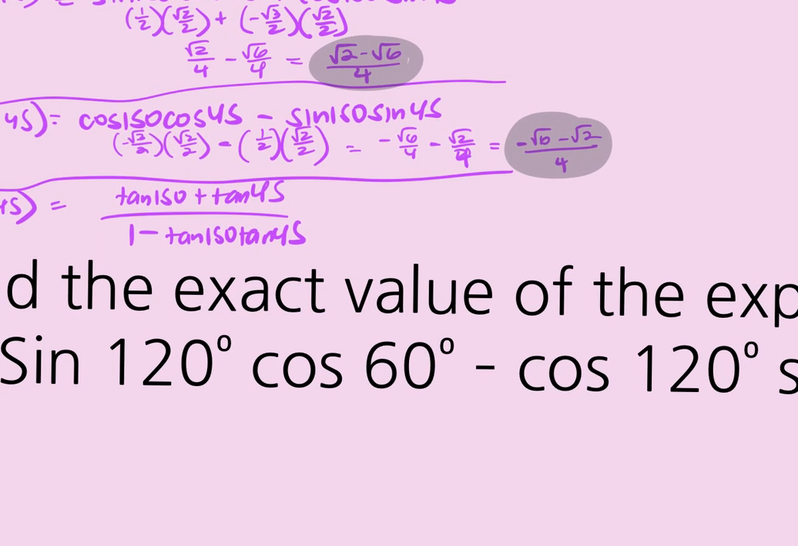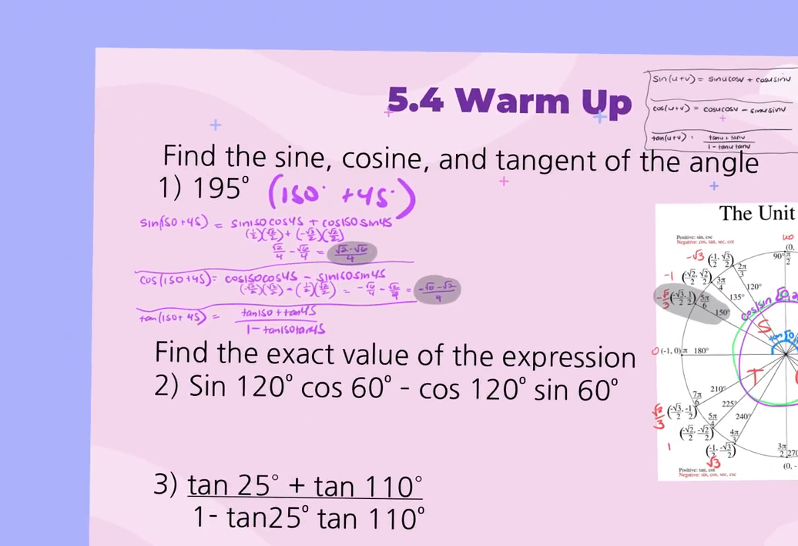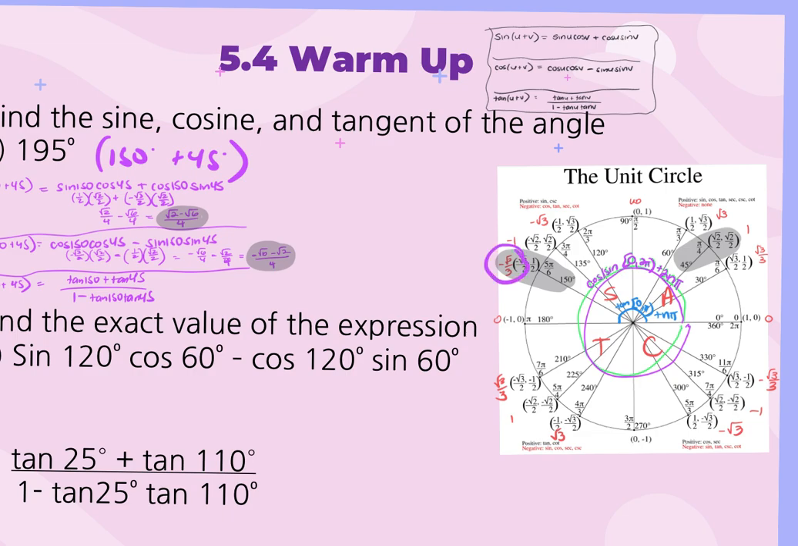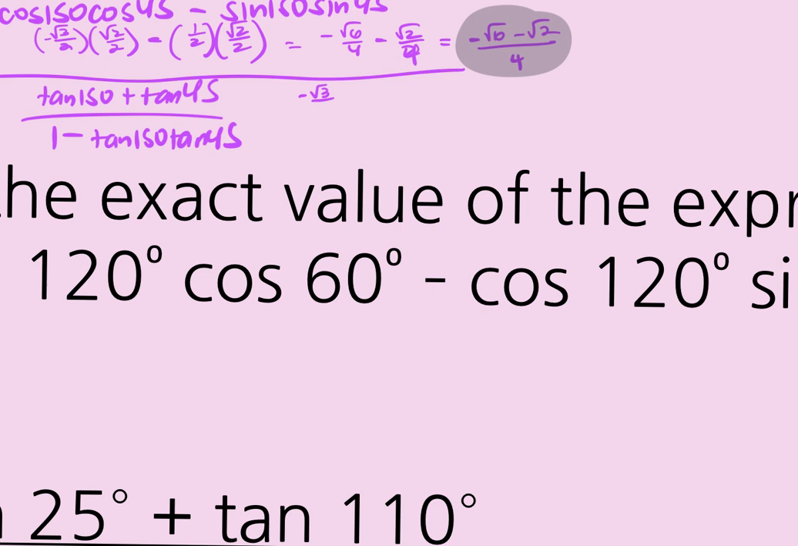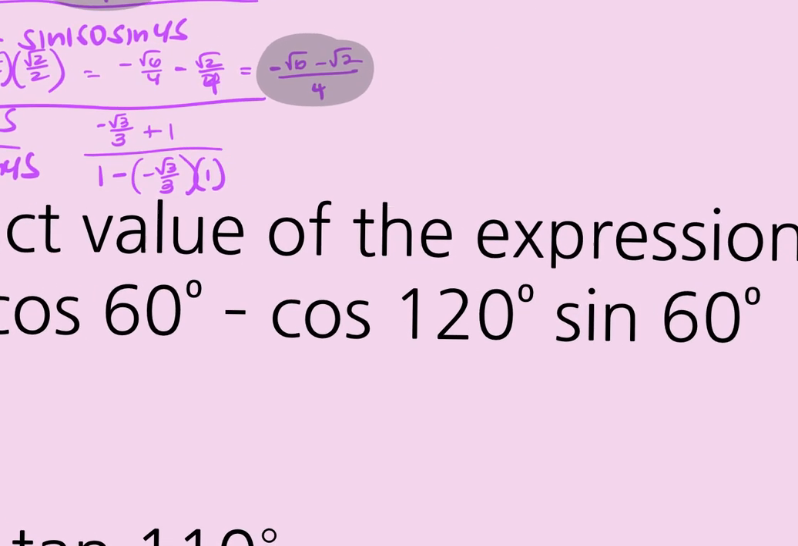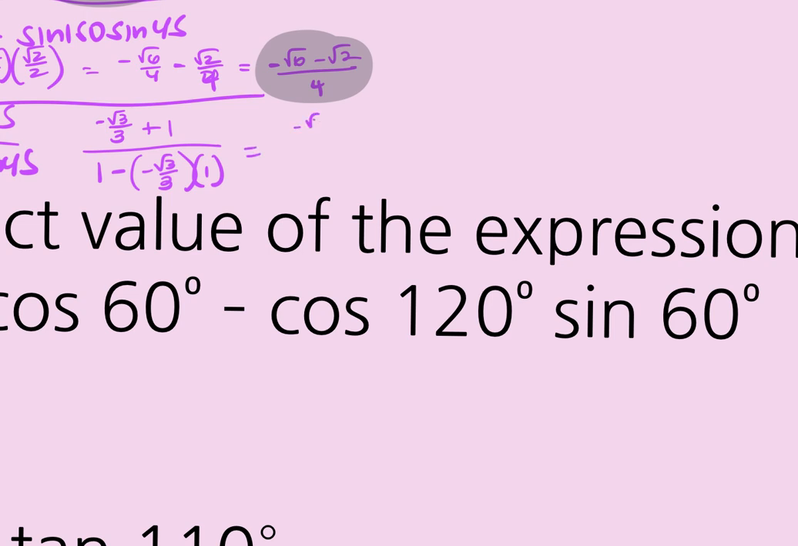Then I go to tangent. Tangent at 150 is negative root 3 over 3. So I get negative root 3 over 3 plus tangent at 45 is 1, over 1 minus negative root 3 over 3 times 1. I get negative root 3 over 3.